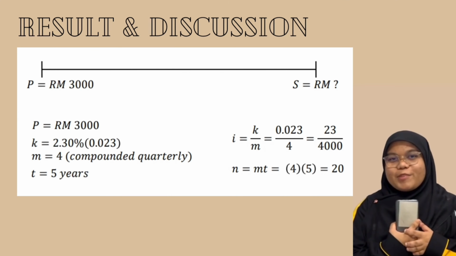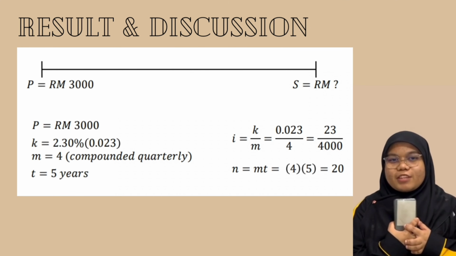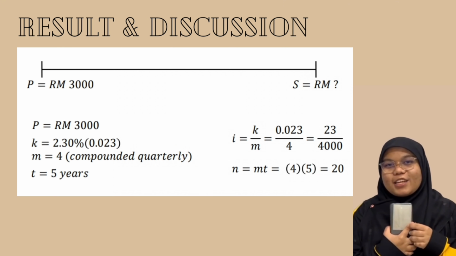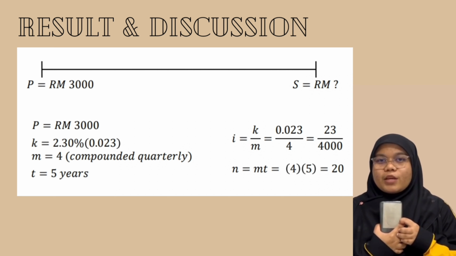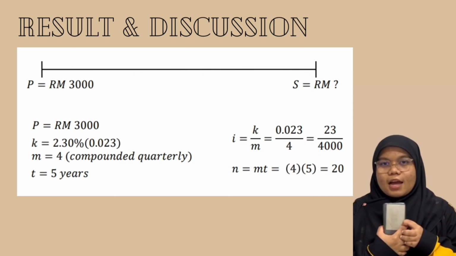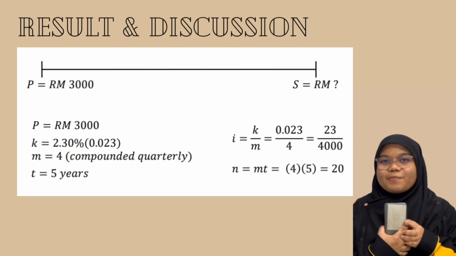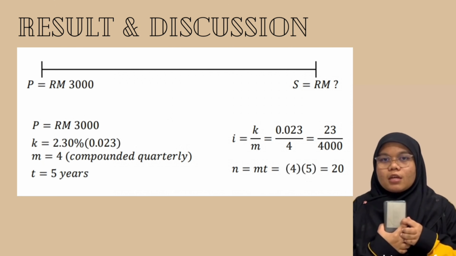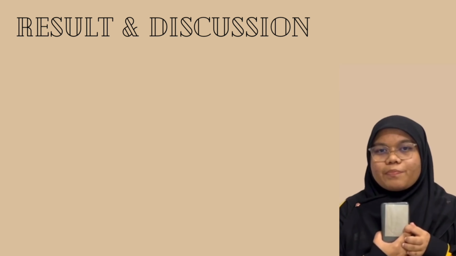From the problem statement, we can conclude that P equals 3,000 ringgit, K equals 2.3%, M equals 4, and T equals 5 years. Now, to find I, we need to use the formula K over M. I equals 23 over 4,000. Okay, moving on to N. To find N, we need to use the formula M multiplied by T. So we will get N equals 20.